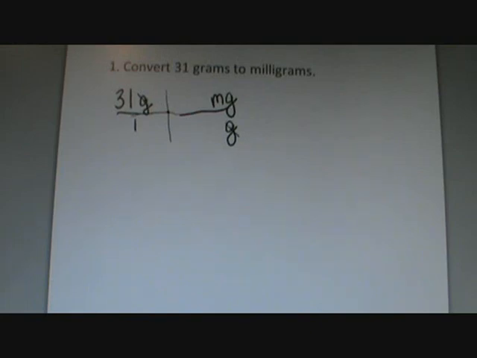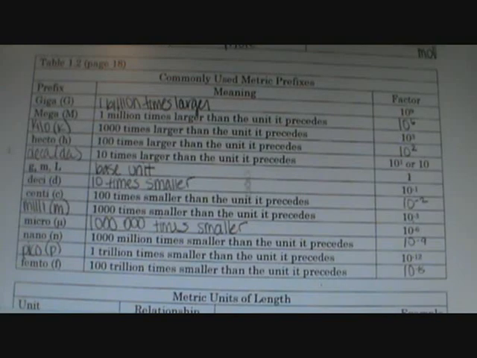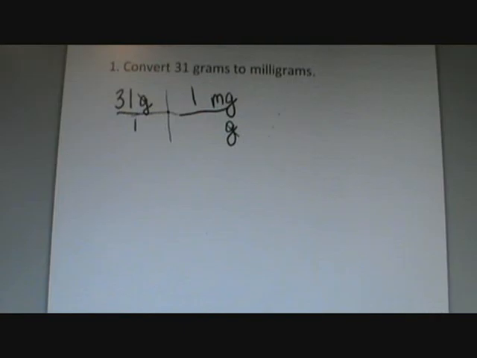We want to just be left with milligrams. Now we're going to put a 1 with our prefix, and then we're going to come over here and look at our table that we filled out, and we're going to see that milligrams was 10 to the negative third. So we can put 10 to the negative third down here. And now you just multiply across. So you're going to have 31 milligrams, and that's going to be over 10 to the negative third.